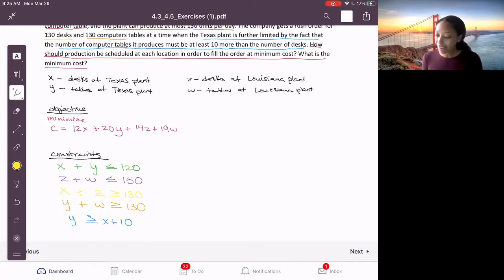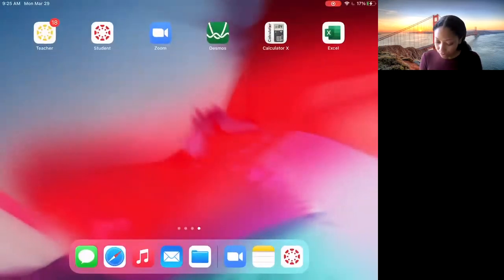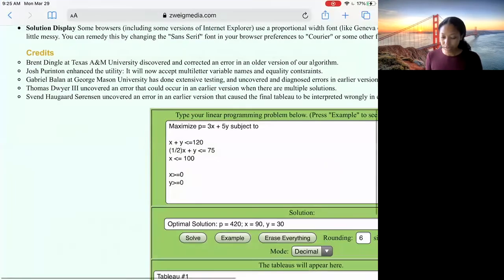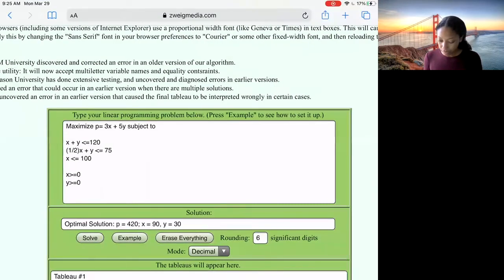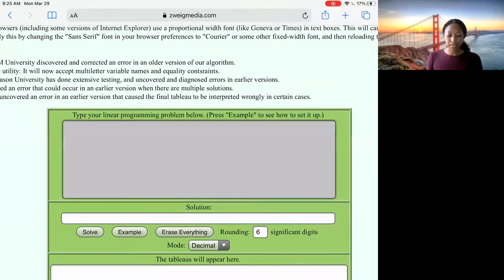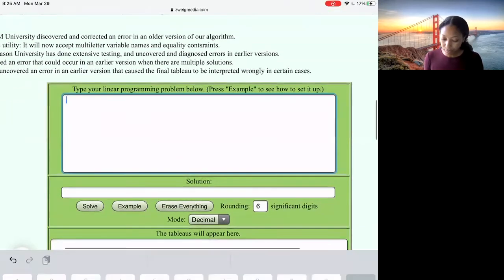Here we go. All righty. Now let's go on to the simplex method solver. Erase everything from the last problem. Our new objective is we're trying to minimize our cost.